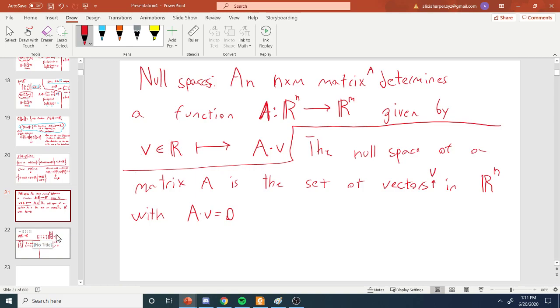Now, the one thing I want to say about the null space is that the null space is actually a subspace.